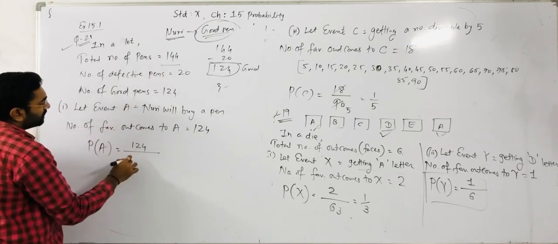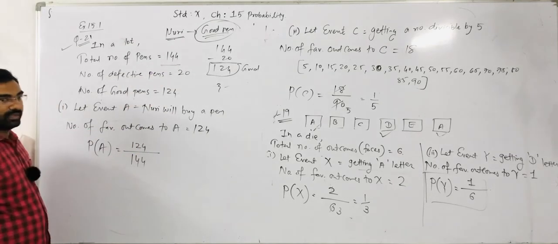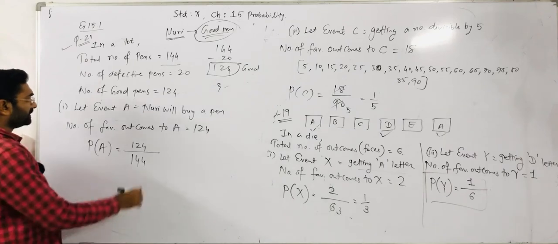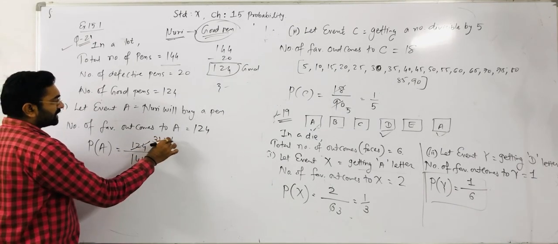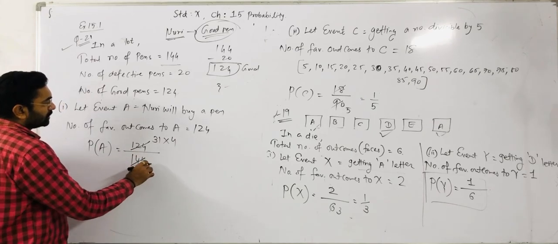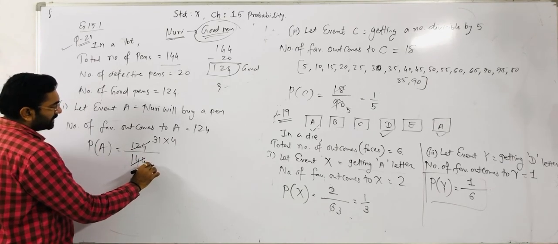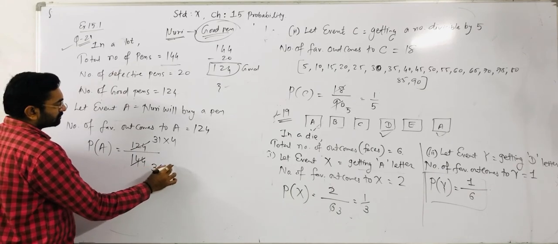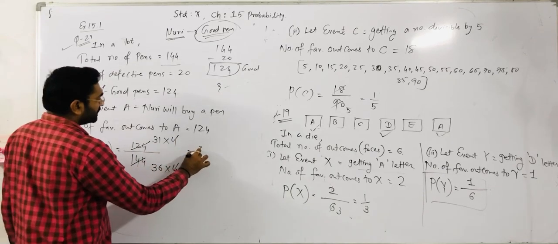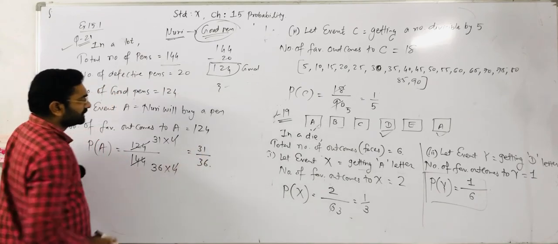So 124 over 144. Right? That number is divisible by 4. So 31 fours are 124, and 144 is 12 into 12, so we can write 36 fours are 144. So 4 cancels out and we get 31 divided by 36.